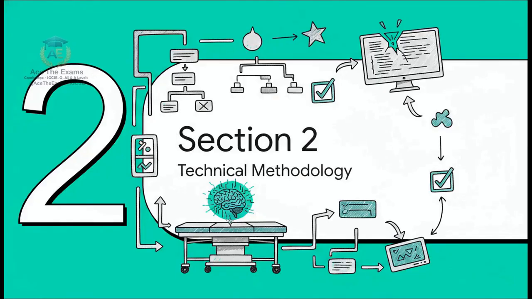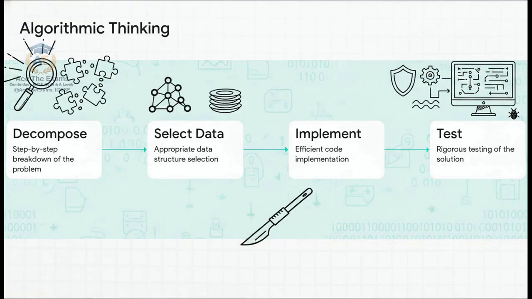Let's move right along to Section 2, Technical Methodology. When you are interpreting data or writing algorithms, examiners demand a very specific, step-by-step procedural framework. It's like a recipe you have to follow. First, step-by-step decomposition of the problem. Break it down. Second, appropriate data structure selection. Third, efficient code implementation. And finally, rigorous testing. This algorithmic thinking process, think of it as your scalpel. You need to use it to carefully cut through those complex exam questions.